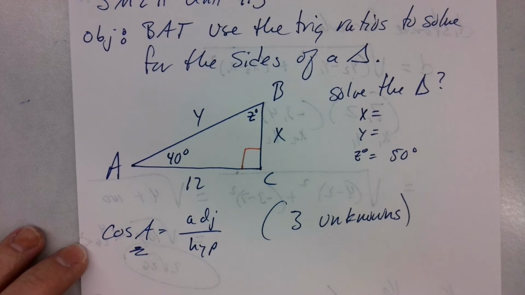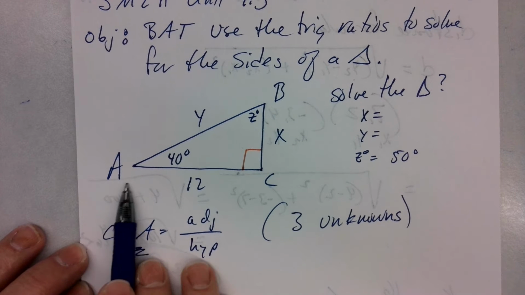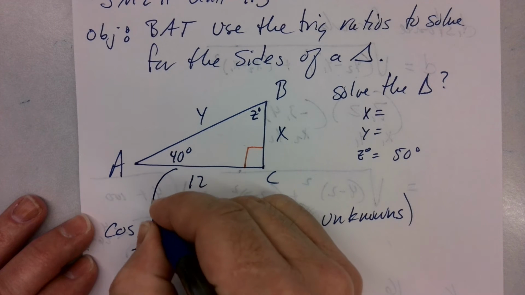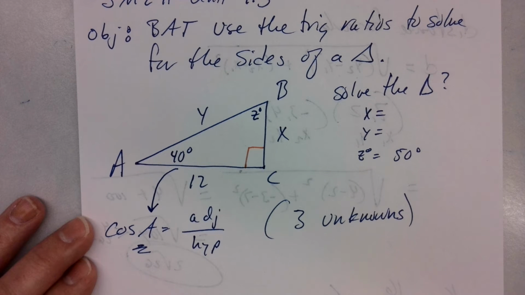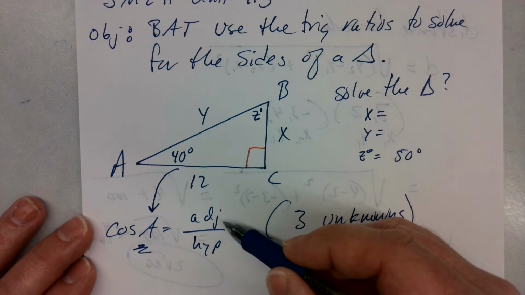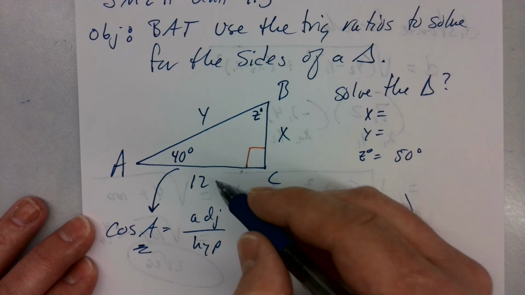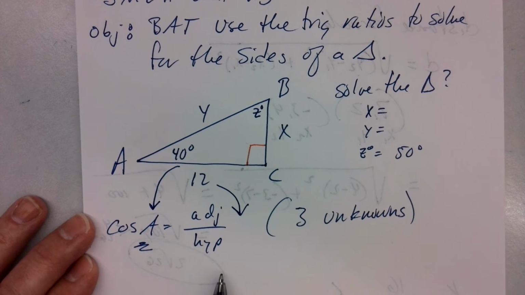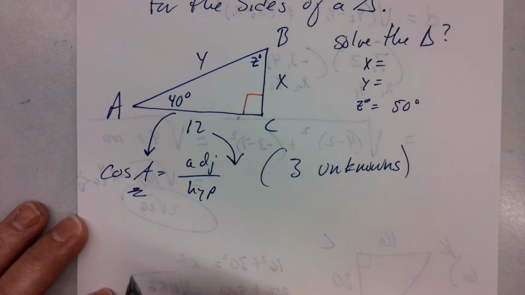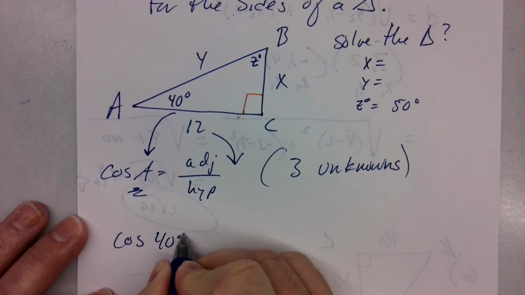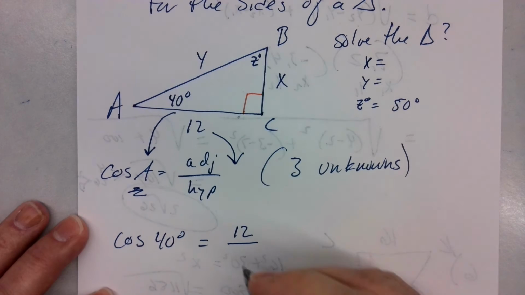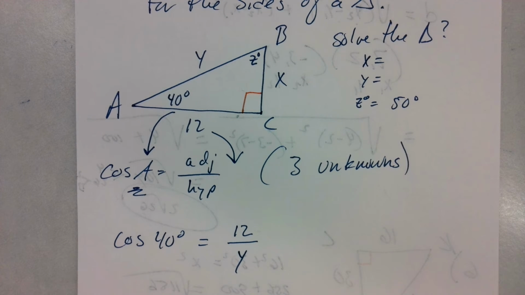Now, the reason I chose cosine, okay, is because if I use cosine, I've got my angle. That 40 is going to go right there, okay? And then I chose cosine because I have my what? Adjacent, which is going to go right there, and it's going to allow me to solve for my hypotenuse, right? So this is going to work out to be the cosine of 40 degrees is equal to 12 over, and in this case, my hypotenuse is the variable y.